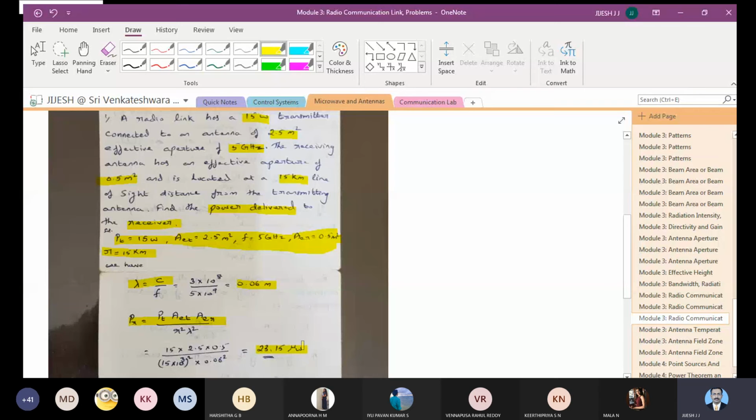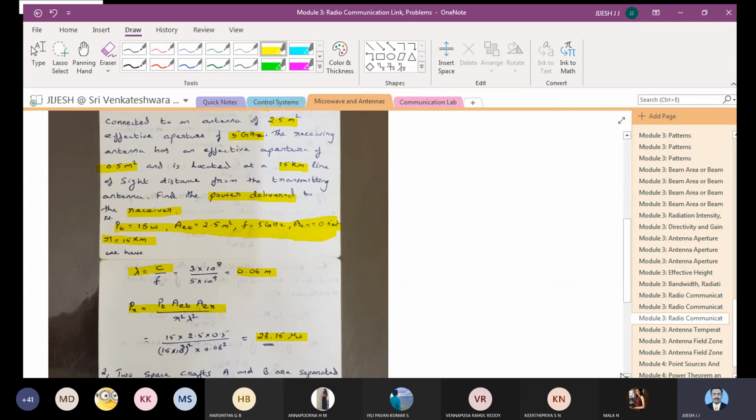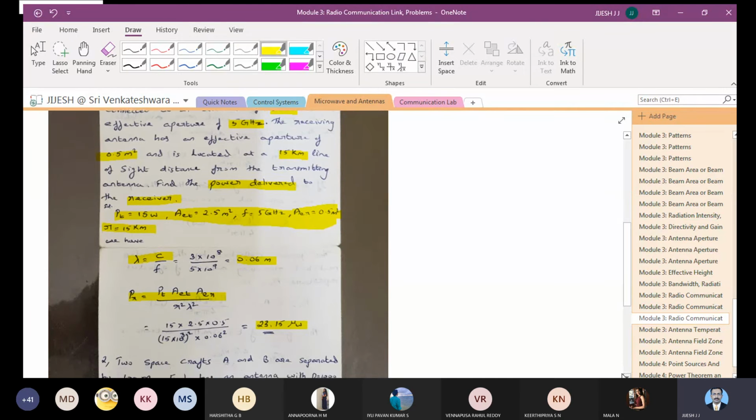So you can substitute. It is just simple substitution. First thing is that since lambda is unknown for you, lambda you need to find out. So this is what you can do. PR is equal to 23.15 microwatts you will get. Okay, you can try with another problem. This is slightly different type of problem.